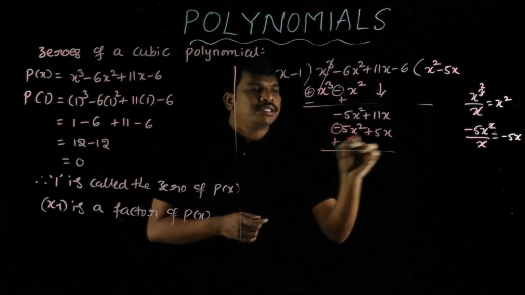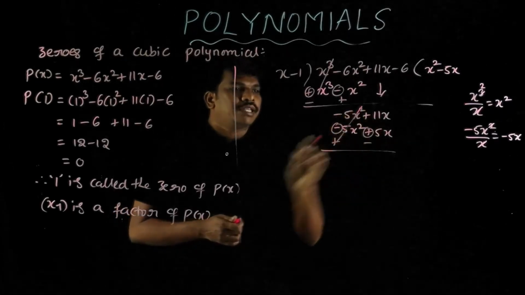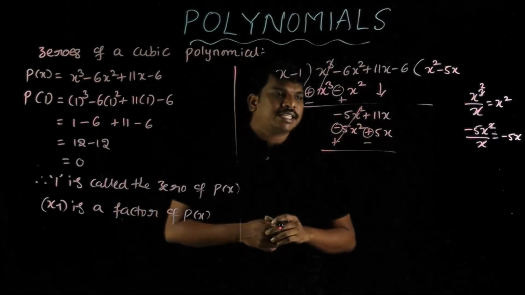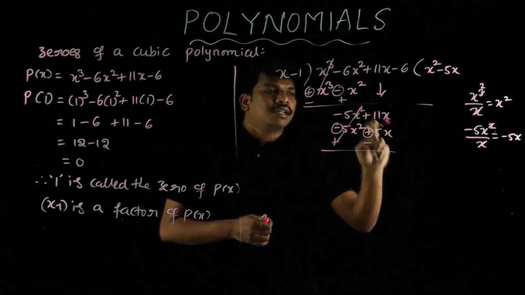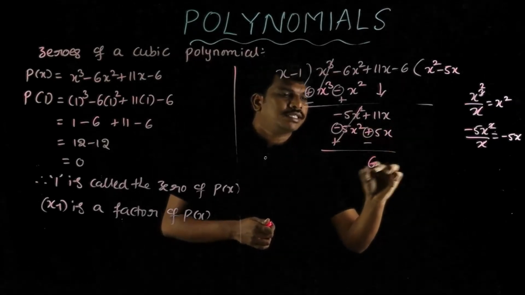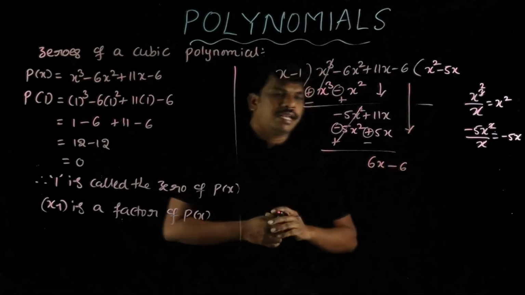Now minus becomes plus, plus becomes minus, as we are going to subtract. Both minus 5x square and plus 5x square will get cancelled. Now 11x plus minus 5x, 11x minus 5x is 6x. By dragging this one, we will get minus 6 as it is.